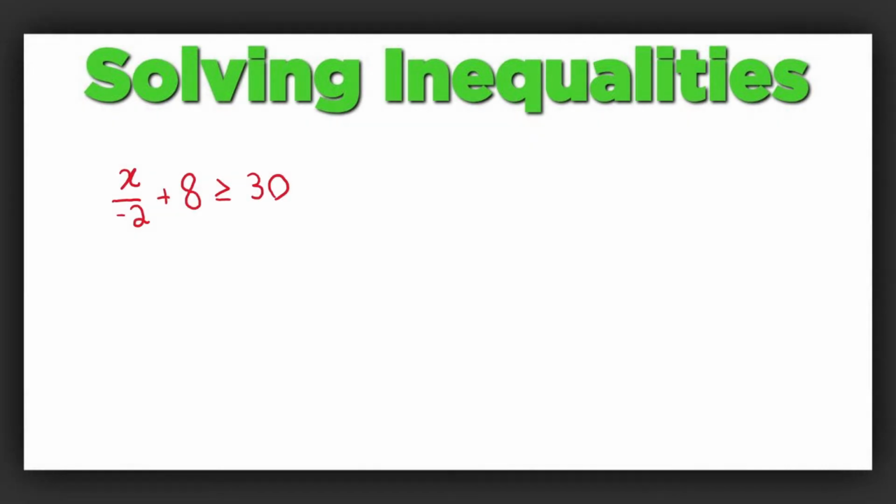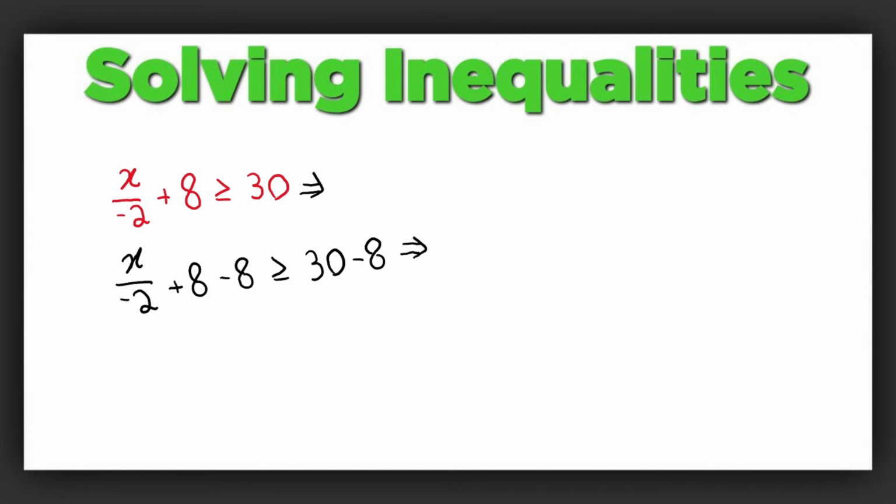For this example, we have x over negative 2 plus 8 is greater than or equal to 30. We are going to first remove 8. To do this, we are going to use inverse operations similar to the previous examples. We are going to write x over negative 2 plus 8 minus 8 is greater than or equal to 30 minus 8. Now we are going to simplify it even more.